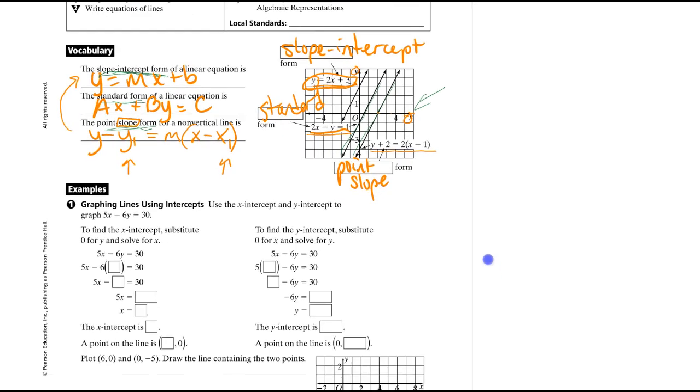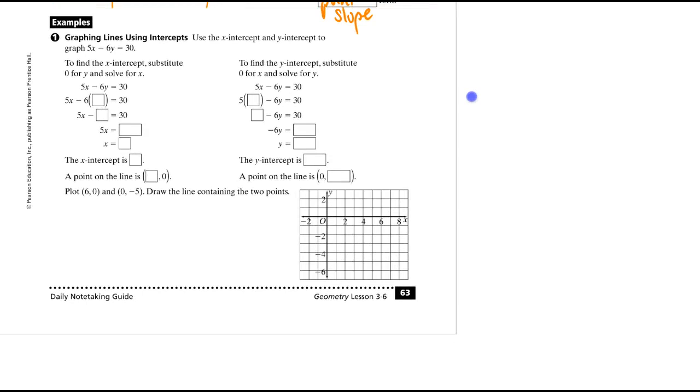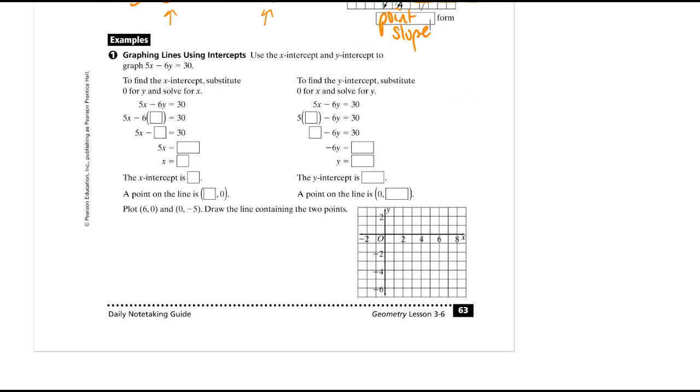Great. So here are some examples. We want to graph these lines using some intercepts. Intercepts simply means where does it cross the x or y axis.